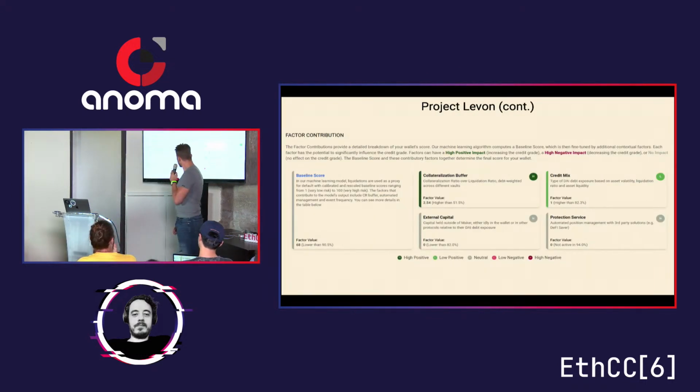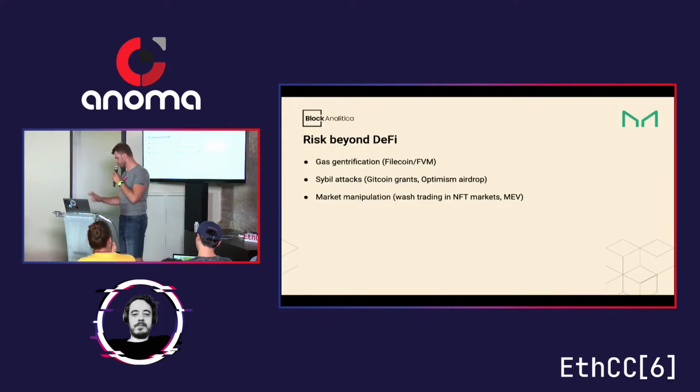And because we care about transparency and explainability for each of these predictions, we also have a factor contribution, or basically feature in machine learning lingo. And we basically just go through different features here. Let's say one of them is how much the price could drop without the wallet's vault being liquidated, then external capital of the wallet, and let's say also whether they're using third-party automated position management solutions such as DeFi Saver and Oasis. So these are two examples.